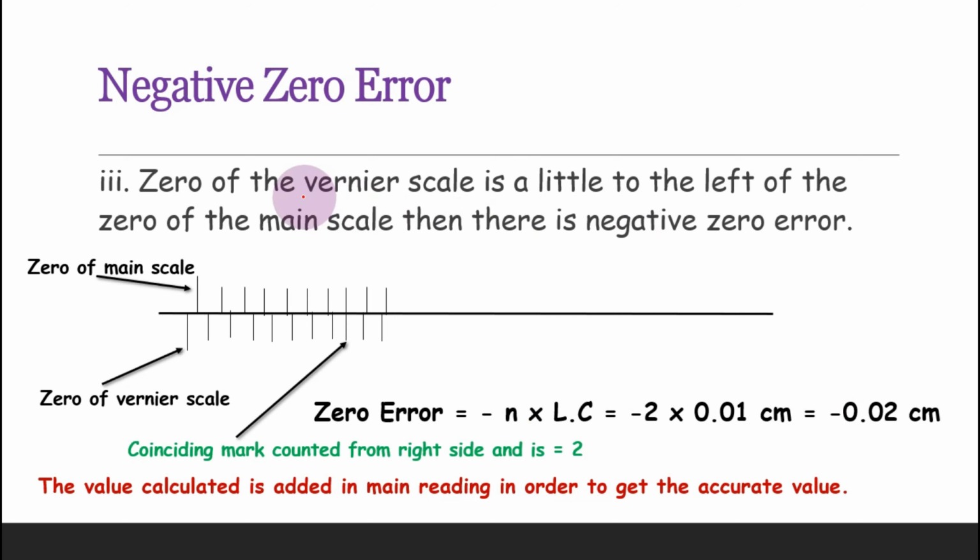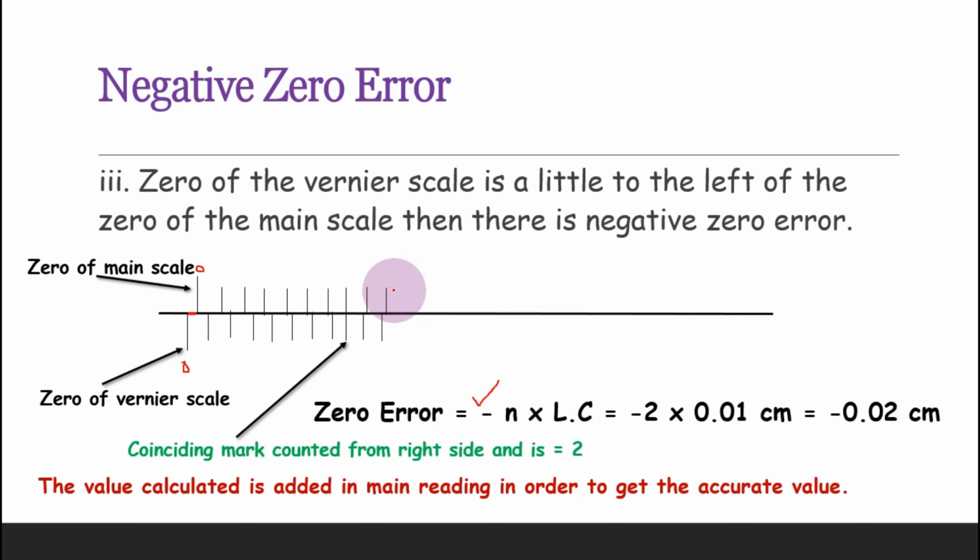Now negative zero error occurs when 0 of the vernier scale is a little to the left of the 0 of the main scale. Then there's a negative zero error. Look, in this case, this is the same 0 of the main scale, but this time 0 of the vernier scale has slipped to the left. It has crossed this actual position. So this much length will be an error, and this is known as negative zero error. And in the formula we write a minus, so it is minus n into least count.